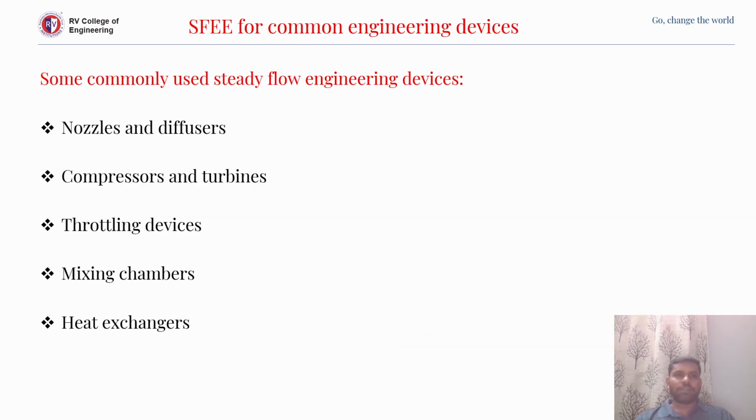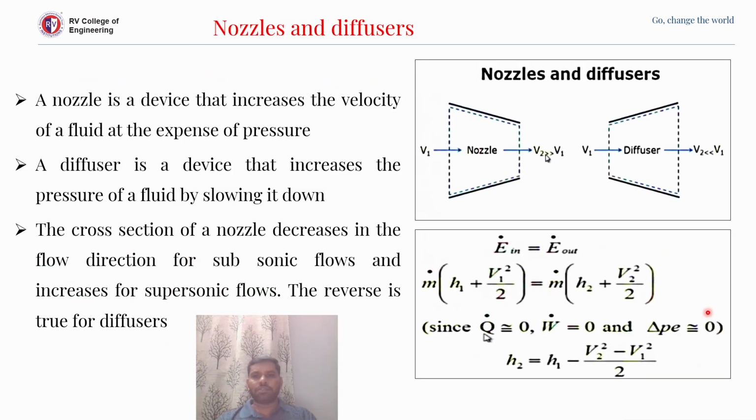Basically, as I was telling you, open systems are used like nozzles and diffusers. All these are the examples of open systems: compressors and turbines, throttling device, mixing chambers, and heat exchangers. So let us apply this equation for nozzle or diffusers. For a nozzle or diffuser, definitely if it is adiabatic, Q becomes 0. Work will also be 0, as they are not producing any work.